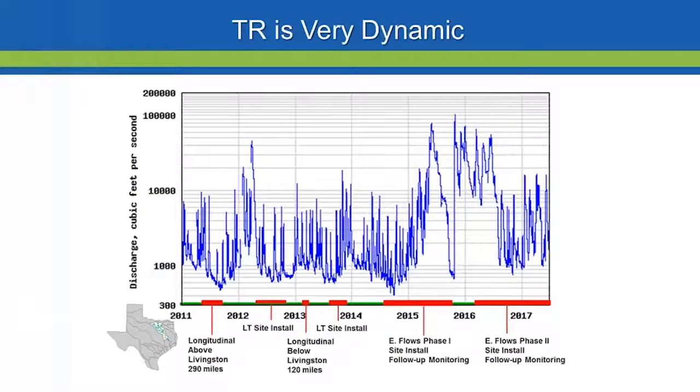So again, the Trinity River is very dynamic. If you look at how we're trying to put these studies in, this is the gauge at Oakwood. You can see in 2011 and 12, we're working in very low flow conditions, and then bang, 2015 and 2016 happens. So we're trying to come up with science-based studies, and sometimes it's a little hard to do when the river's 60 feet deep.